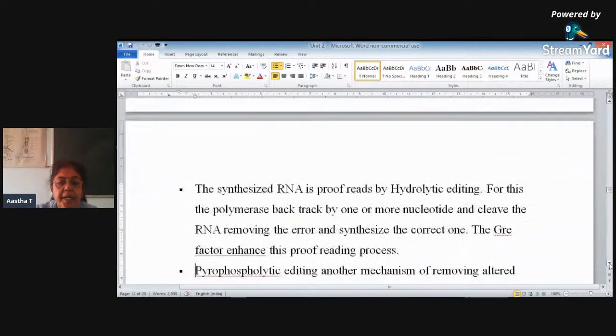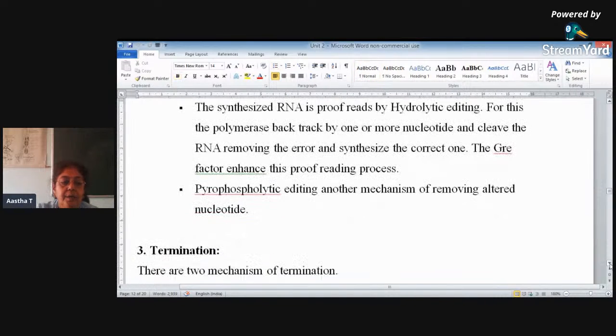It is proofread by hydrolytic editing. For this, RNA polymerase backtracks by one or more nucleotides and cleaves the RNA, meaning it moves back and forth and keeps correcting whatever errors there are. So this is known as the proofreading process. There are two types. One is hydrolytic editing and another one is pyrophospholytic editing. So this removes the altered nucleotide.